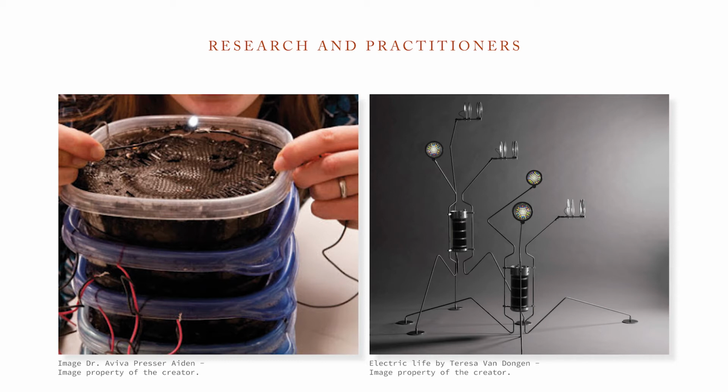The image on the right shows an example of how this kind of technology can be used by a designer. Teresa van Dongen uses Geobacter to power her bioreactors, which are the black cylinders you see in the center of these sculptures. The energy created is used to power small LEDs at the end of the metal arms, and the light from the LEDs is then reflected and refracted through glass lenses to mimic the way an insect's eye works.